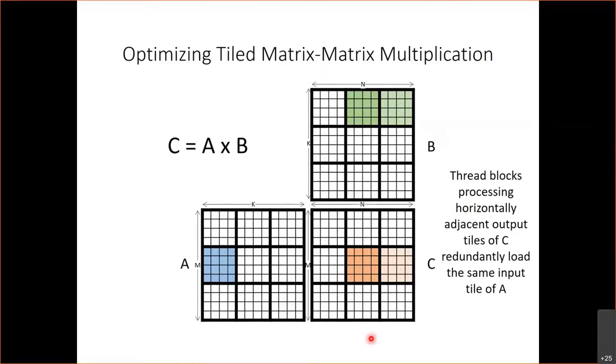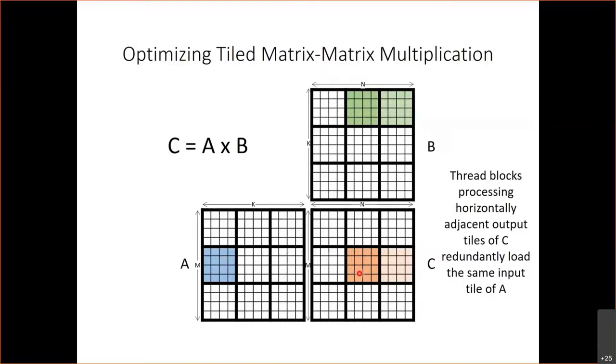Yes, I save loading the tile twice, but then I have to make sure it fits in the shared memory. Right, exactly. So one optimization we could do, if we know that we're providing the hardware with too many thread blocks that it can run at the same time, is that rather than load this A redundantly for these two output blocks, we can assign one thread block to be responsible for this output block and this output block. We can have this thread block first load this block and this block and compute the partial tile.